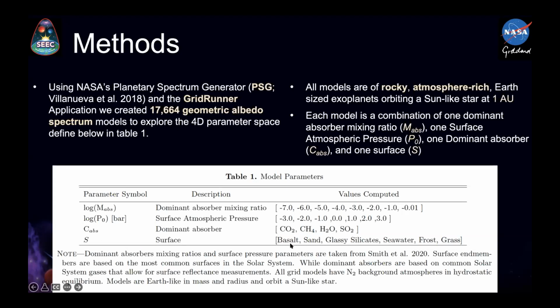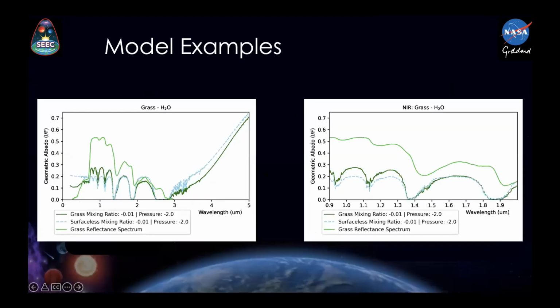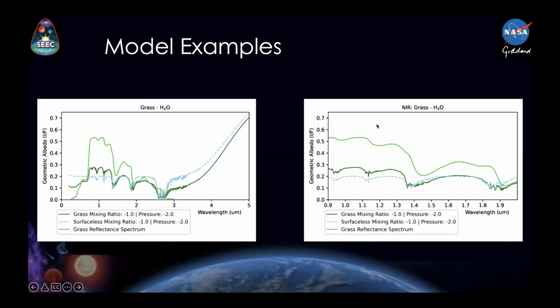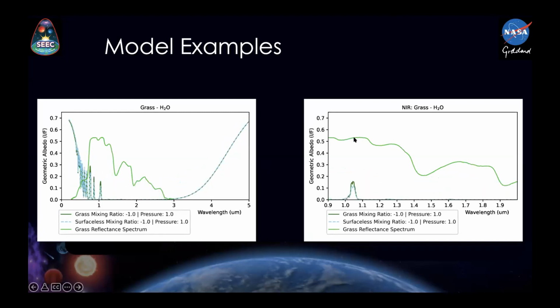And instead of your beautiful surfaces with cities and mountains and blah, blah, blah, you're just going to have a very simple surface, either basalt or sand or silicates, seawater, frost, or grass. Grass being anything that's like vegetation with chlorophyll. And this is the mixing ratio and the atmospheric parameter space that we wanted to explore. And this is all in log space. And so we made our models. This is an example of a few of the models that we made. And so here, what you are seeing in both movies is in the lime green is the actual grass reflectance spectrum that we saw earlier in Jonathan's talk.